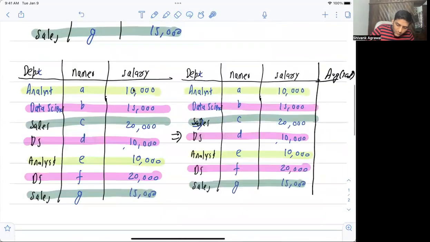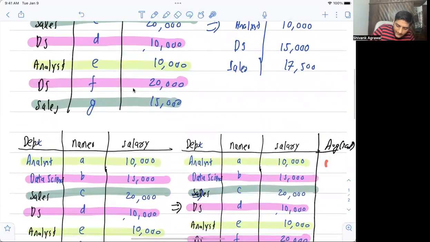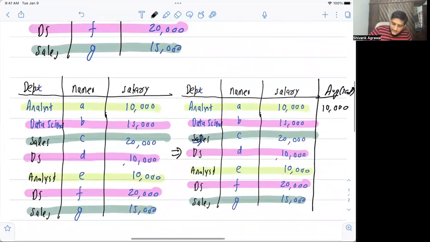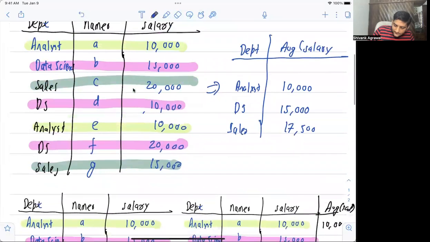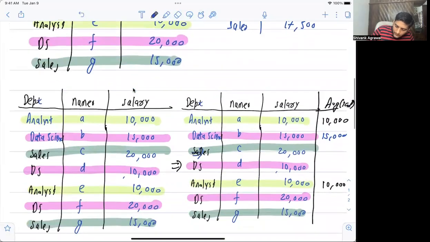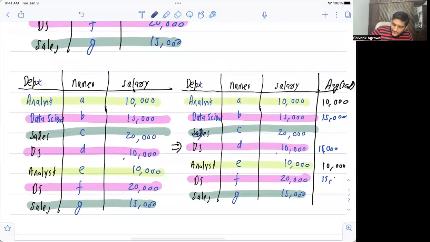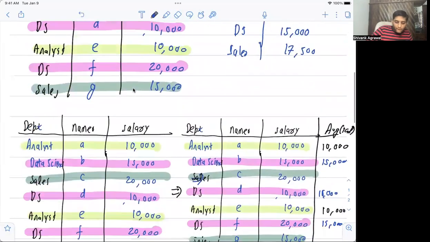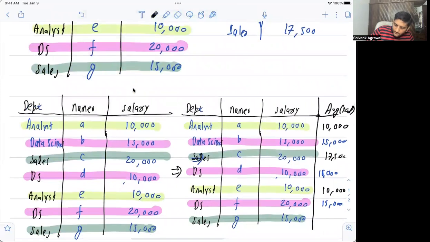But what I am looking for here is that for analyst, if it's 10,000, then in front of every analyst row, I want to put 10,000, which means here I should see 10,000 in front of both the rows. Similarly, for data science, in front of every row, I should be able to put the 15,000 part, right? So everywhere, wherever I have 15,000, I'm able to write this. For sales, in every row, I want to place 17,500.